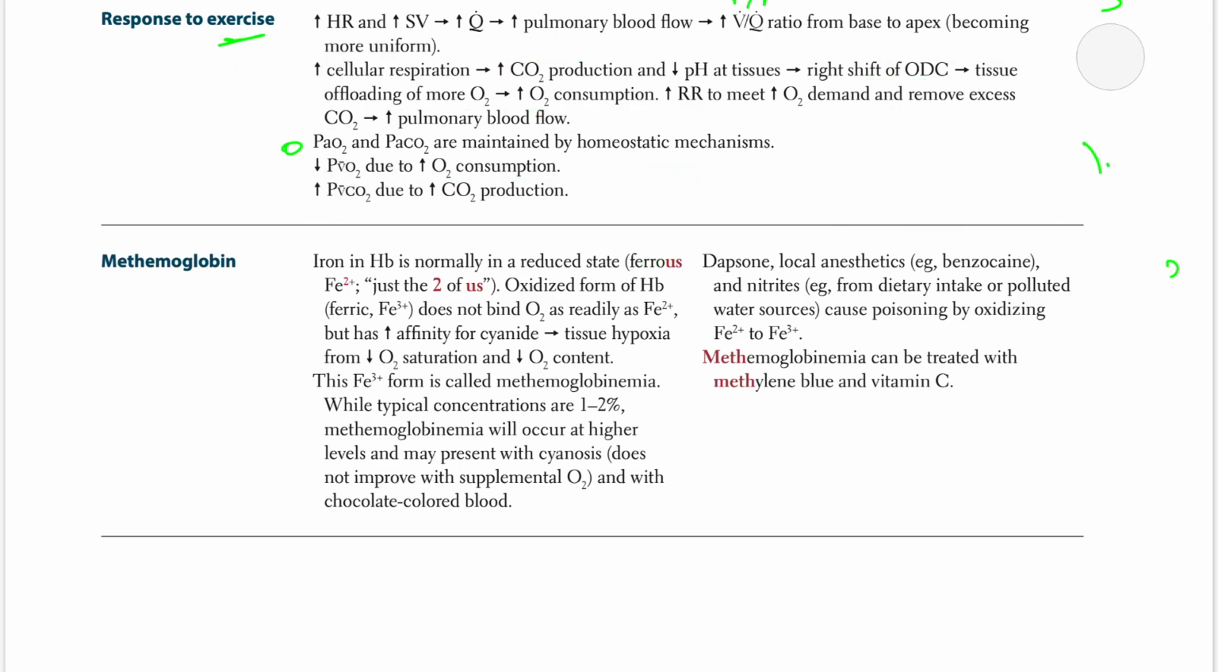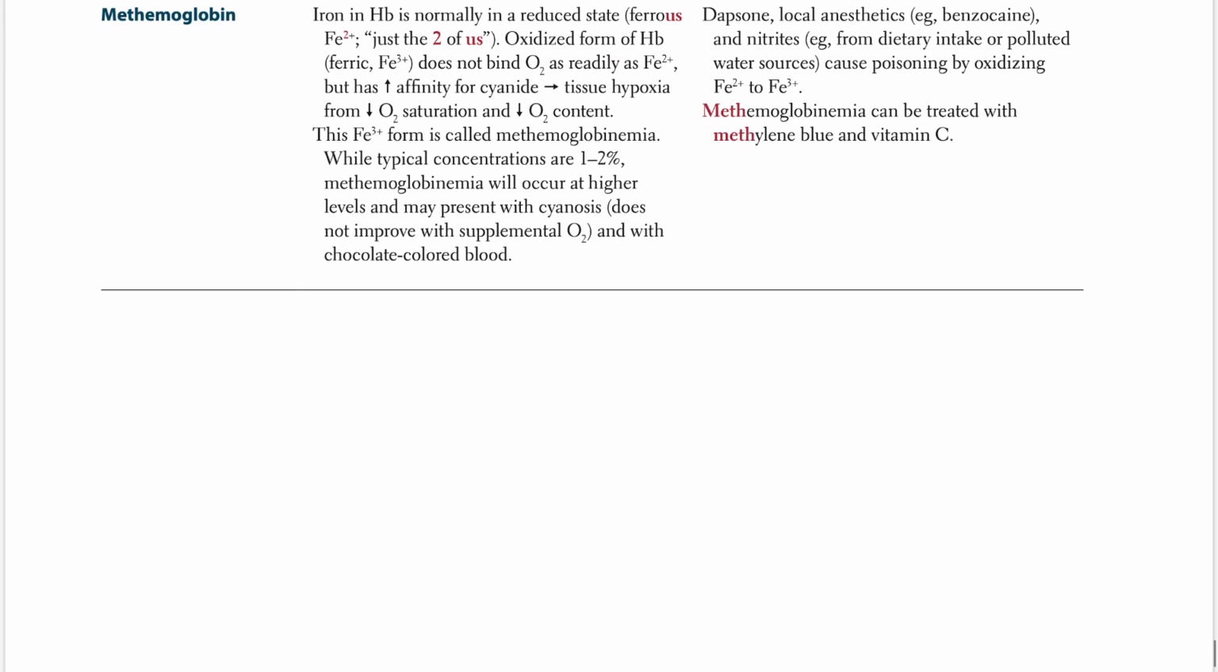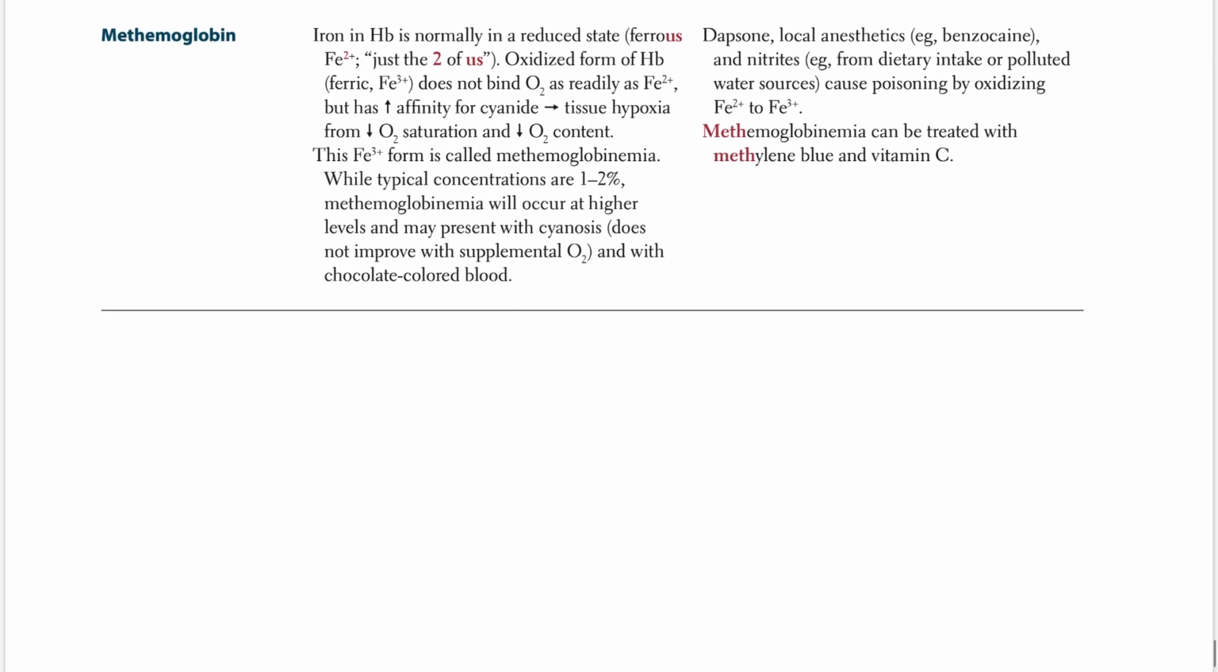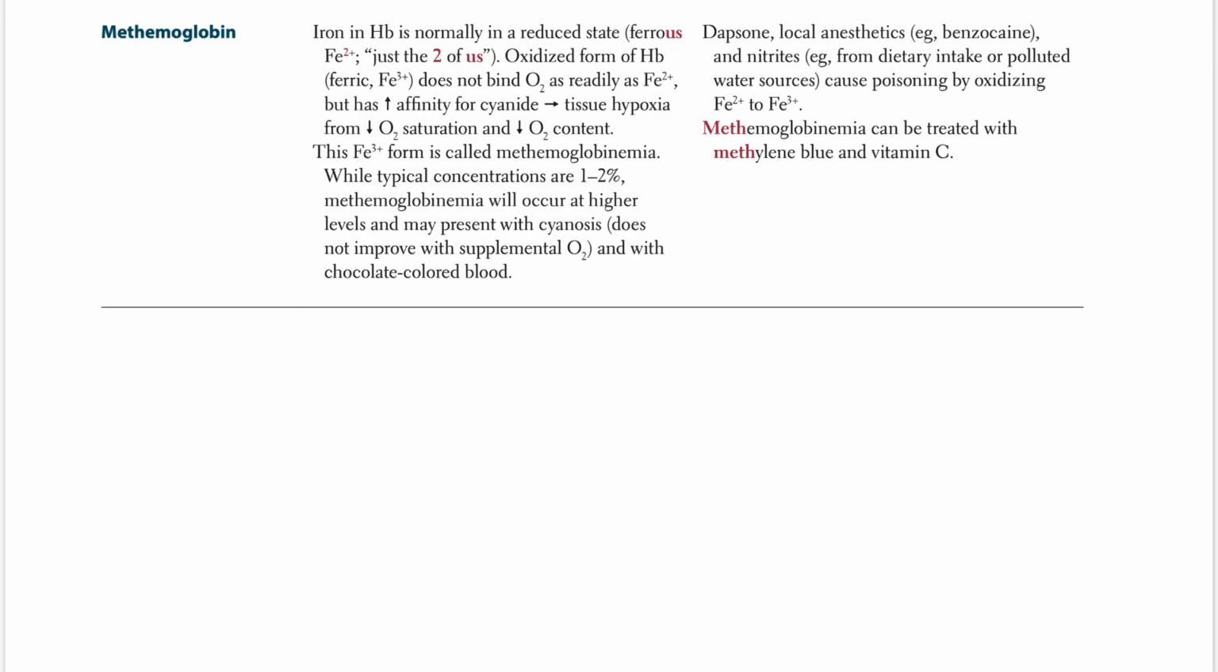Now the next part is methemoglobin, high yield. Let's talk about it. Methemoglobin is basically about iron in hemoglobin. Iron in Hb is normally in the reduced state, which is ferrous Fe2, and Fe2 binds O2. The oxidized form of hemoglobin, ferric Fe3, does not bind O2 as readily as Fe2, but has an increased affinity for cyanide.